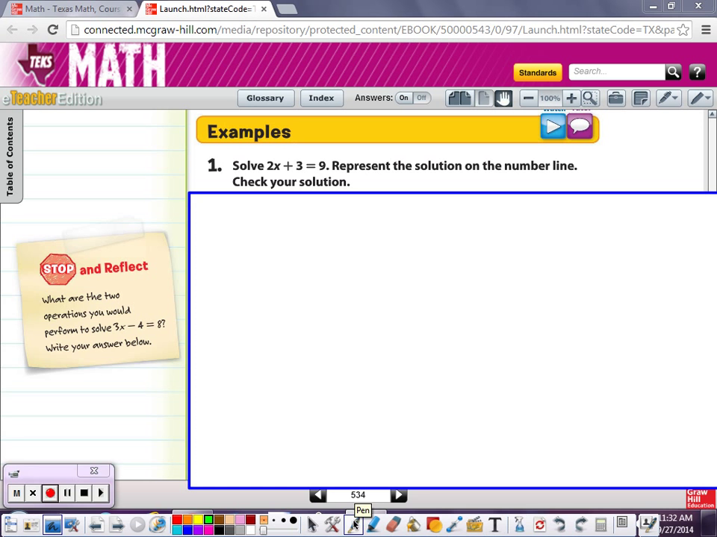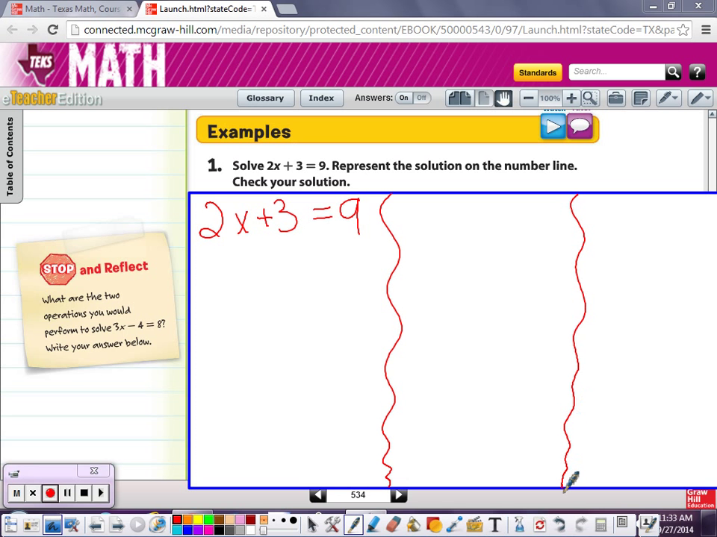First of all, just like we did with one-step equations, we want to begin with writing our equation all over again. So 2x plus 3 equals 9. Now I'm going to go ahead and make 3 sections to solve this, and you're going to find out why as I progress through the problem. So our first step, like always, like we did with one step, was to identify our variable. Our variable is the letter x.